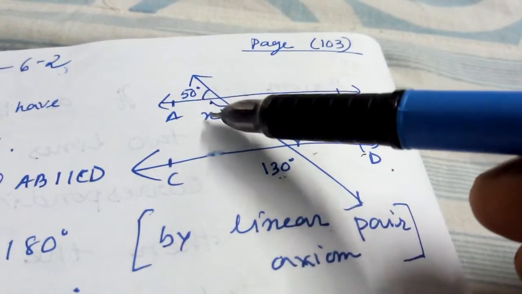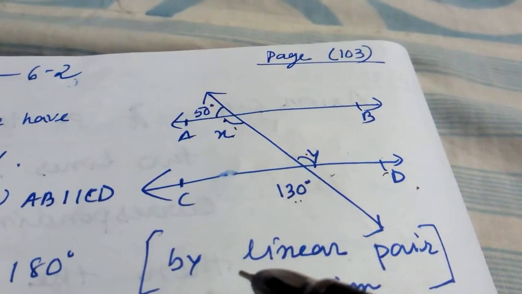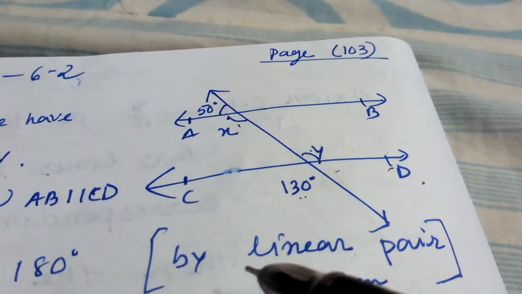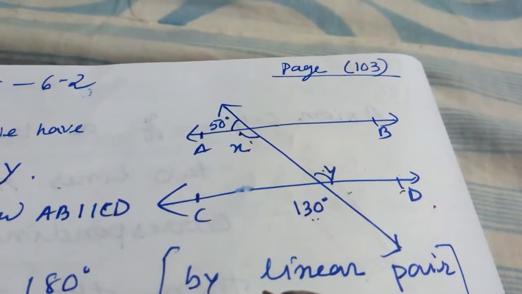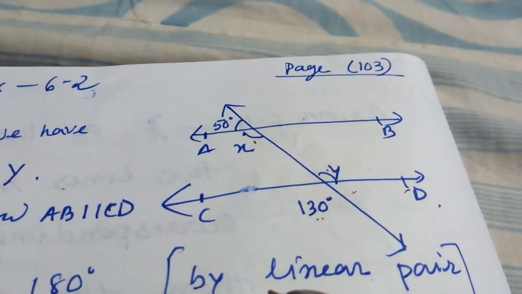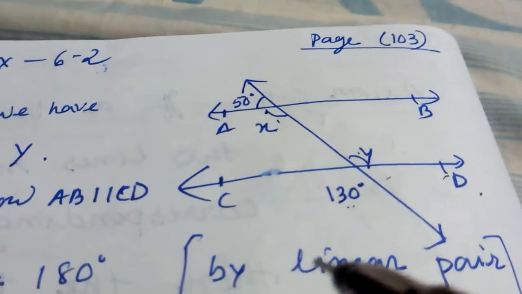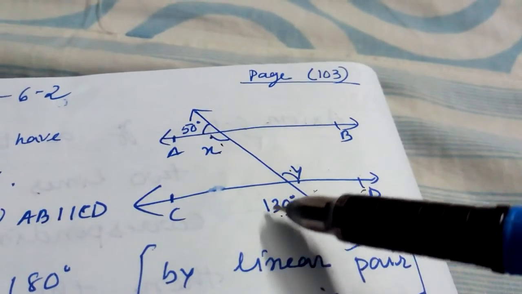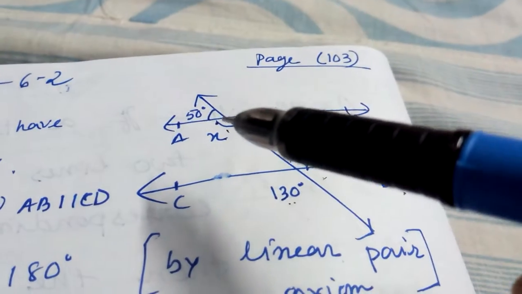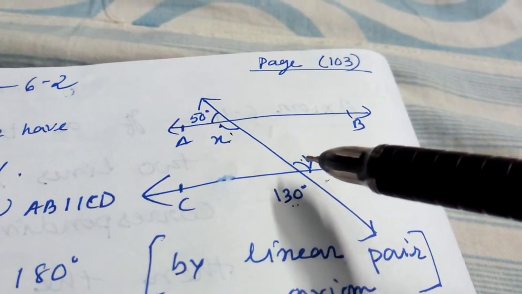Here 50 plus x is equal to 180 degrees. Why? Because they are a linear pair. So 50 plus x is equal to 180 degrees. x is equal to 180 minus 50, 130 degrees. Again, y is equal to 130. Why? Because they are vertically opposite angles. So we find that x is equal to 130 and y is equal to 130.